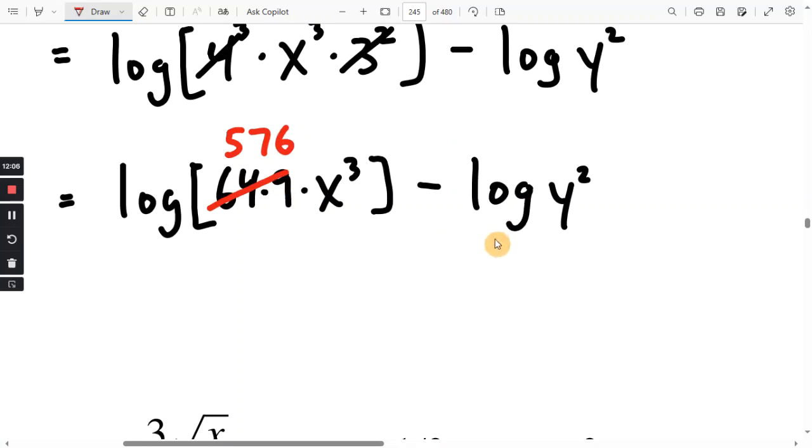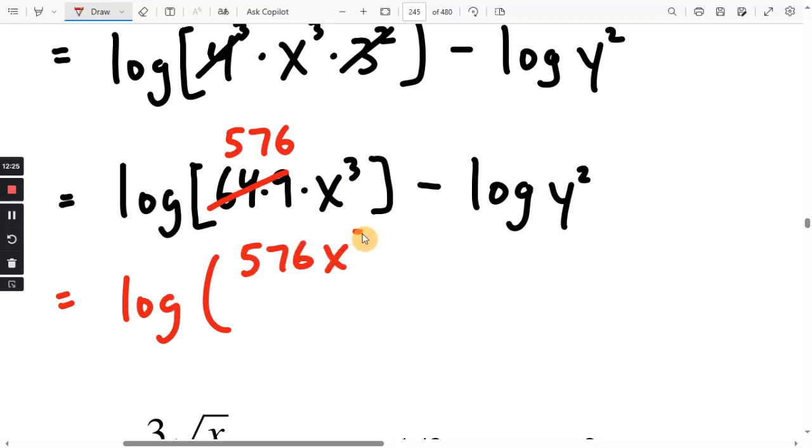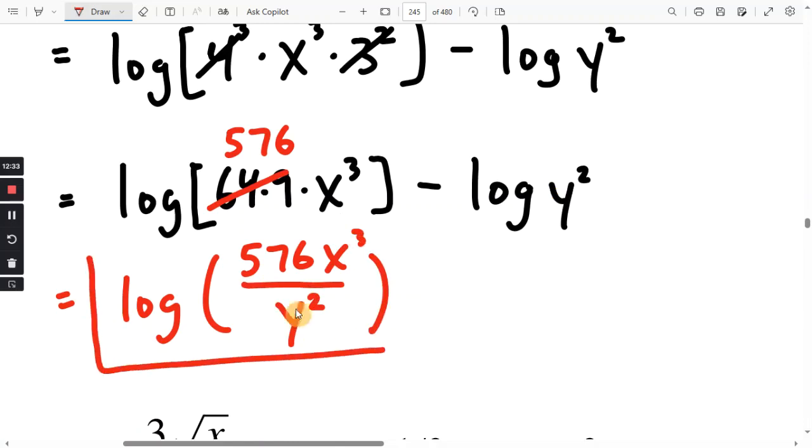And here we can use the quotient rule because it's subtracted. This is log of A minus log of B. So the A, which is 576x to the third, goes in the numerator. And the B, y squared, goes in the denominator. So that is your final answer.